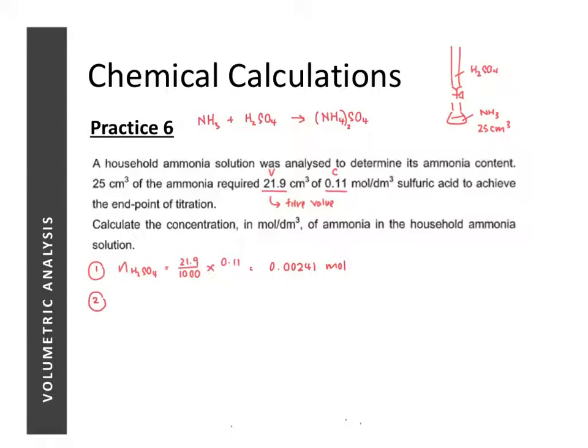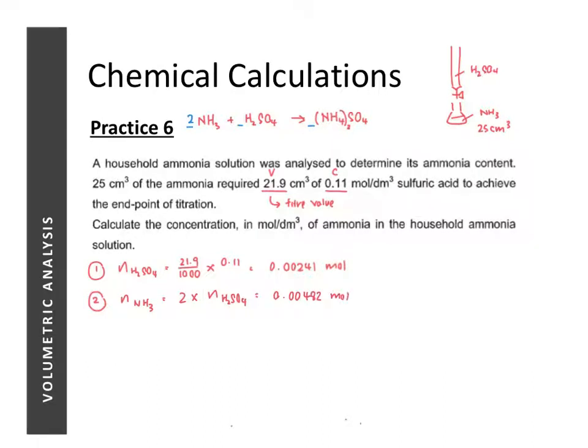Okay, so if we look at the equation, it's still not balanced. In order to balance, we need to add some numbers in front of each substance, and the number that we need to add is a 2 in front of ammonia. Right, so that will allow us to know that 2 moles of ammonia will react with 1 mole of sulfuric acid. So the number of moles of ammonia will be equal to 2 times that of sulfuric acid, and that will be 0.0482 moles.